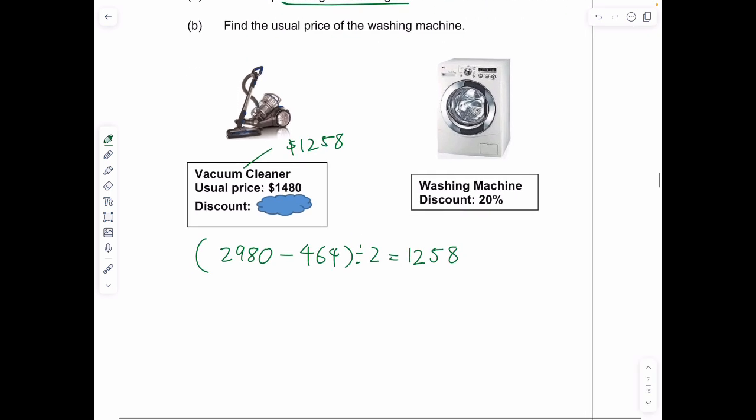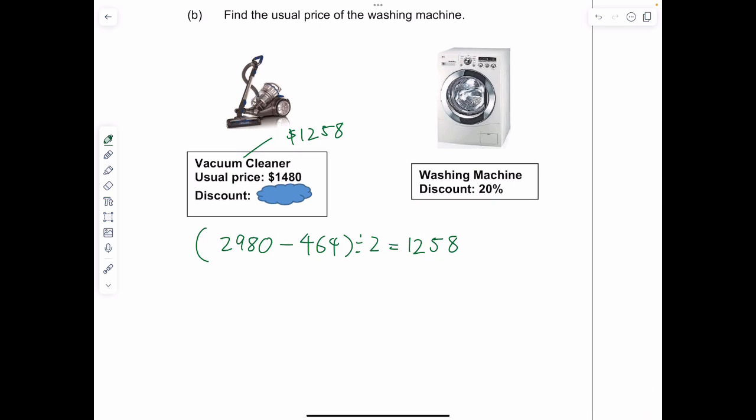So now that you know what he's paid, you have to find the difference of the usual price, which is 1480, and the difference of what he actually paid for the vacuum cleaner. Okay, so when you do that, you would find the difference is $230.